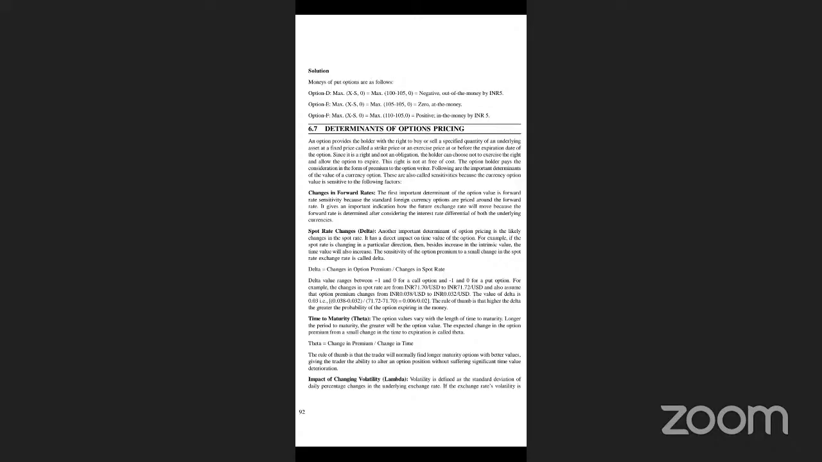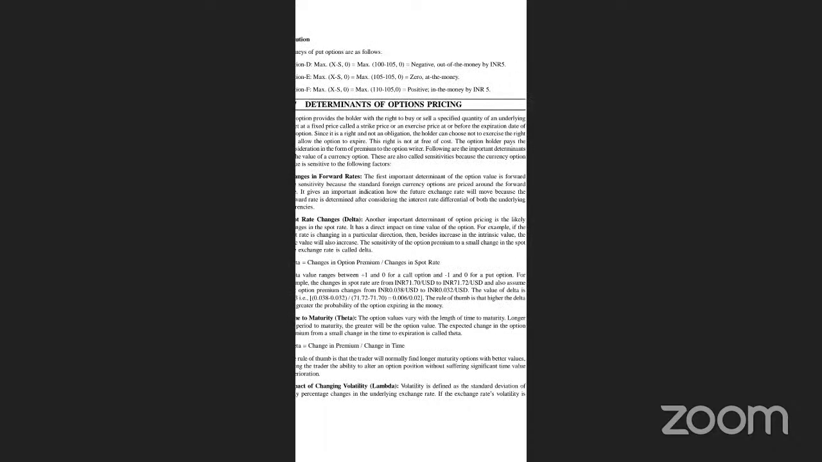Next, we have time to maturity or theta. The option values vary with the length of time to maturity. The longer the period of maturity, the greater is the option value, and vice versa. The expected change in the option premium from a small change in the time to expiration is called theta. This is put in the formula as theta equals change in premium divided by change in time.